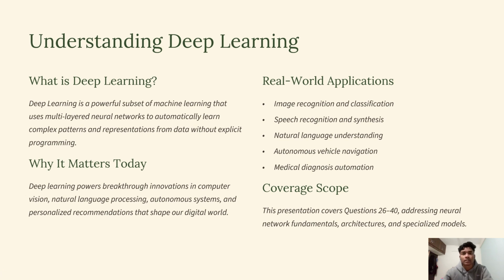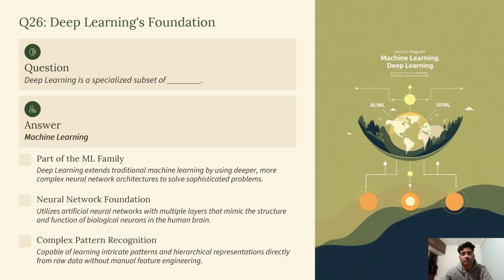So let's start with our first question, question number 26. Deep learning is a subset of machine learning. The first concept is simple. Deep learning is a specialized subset of machine learning. What makes it special is its use of neural networks inspired by the human brain to learn complex patterns and representations.